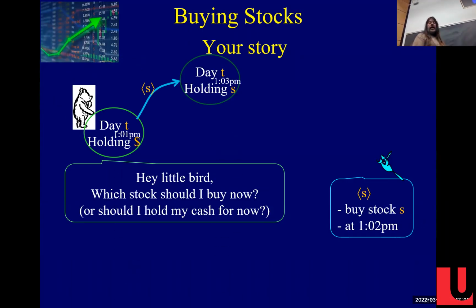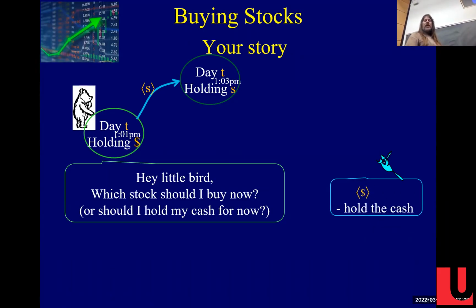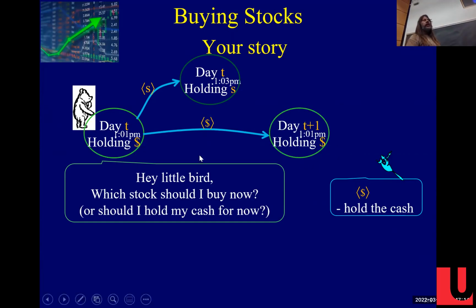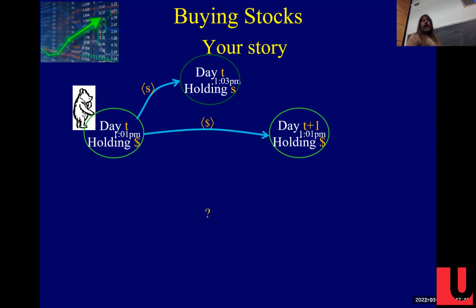Here I'm just putting little times. There's a time you buy and a time you sell, so it's easier to keep track of exactly what's happening. But if she tells you to hold cash, then you go over here. So in the morning, if you're going to have cash, you have it at 101, and if you're going to hold stocks, you have it at 103, I guess. So here you either buy stock or you go to the next day and still hold cash. Does that make sense?